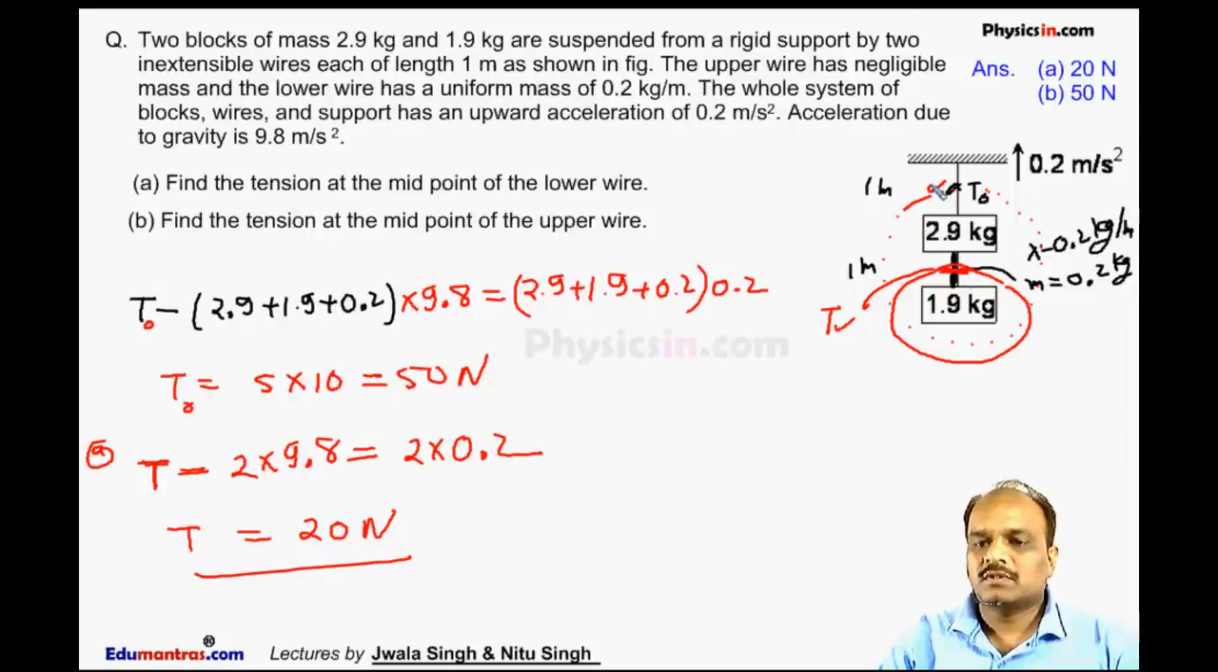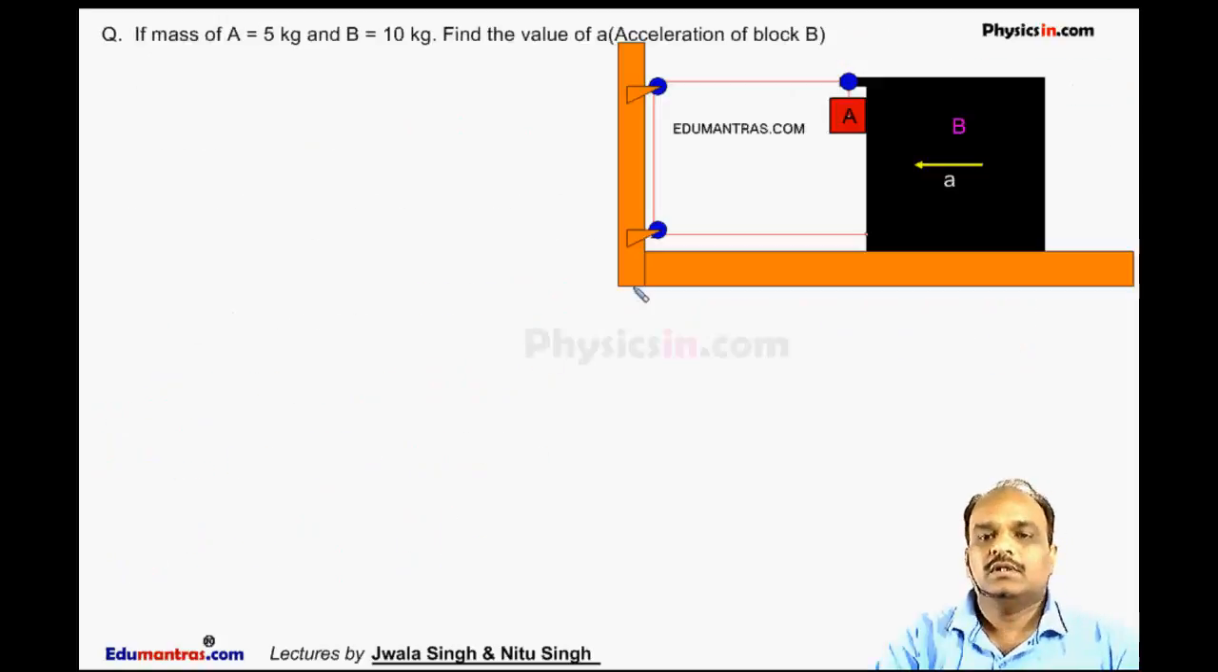At this point on the upper wire the tension is 50 Newton because this is massless. So the tension in the upper wire is 50 Newton and the tension at the midpoint of this lower wire is only 20 Newtons. Now here, if the mass of block A is 5 kg, this is block A, and the mass of block B is 10 kg.